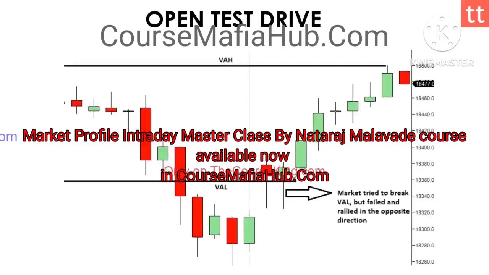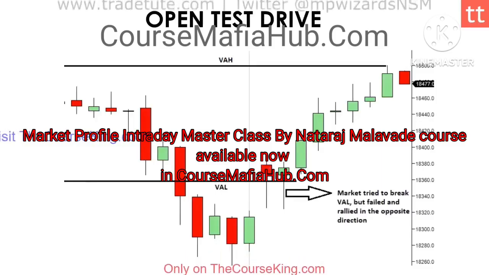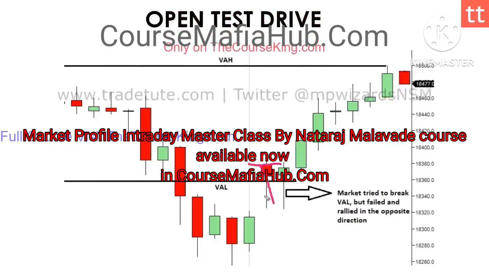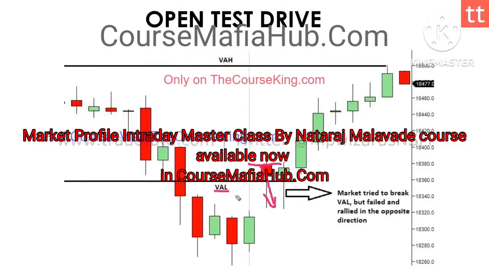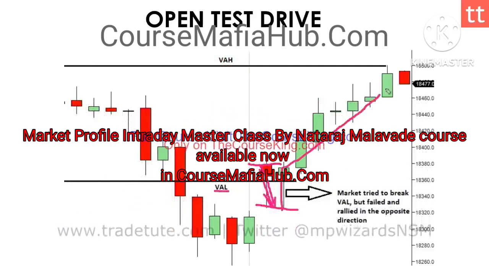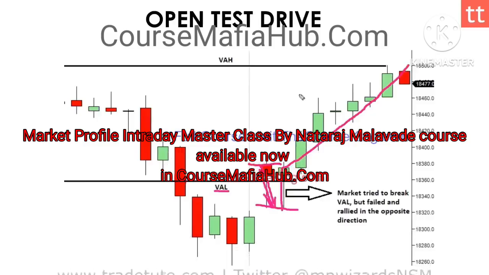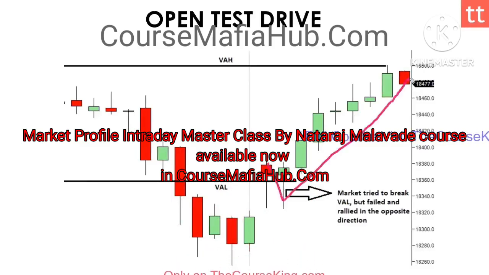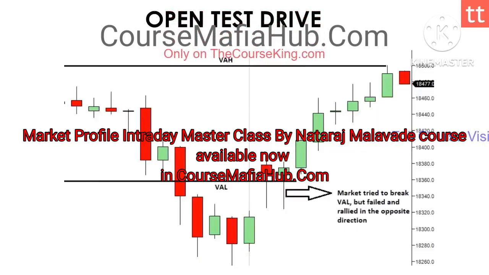We can see it in the chart. What happened here is, this is an open, market opened here and it tried to break the VIL. It failed and it bounced back and it started to trade at the higher level. This is what open test drive is, as the name implies. You can see here, market opened here and it tested VIL and it traded in the opposite direction. So this becomes the open test drive positive. This is the open test drive positive.